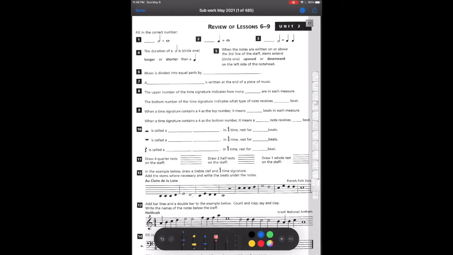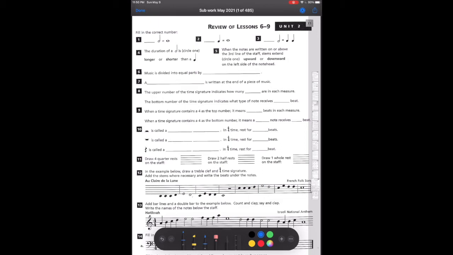The duration of this first note is one of these than this. So you need to circle either longer or shorter. Number 5, when the notes are written on or above the third line of the staff, stems extend, circle one of these, upward or downward on the left side of the note head.